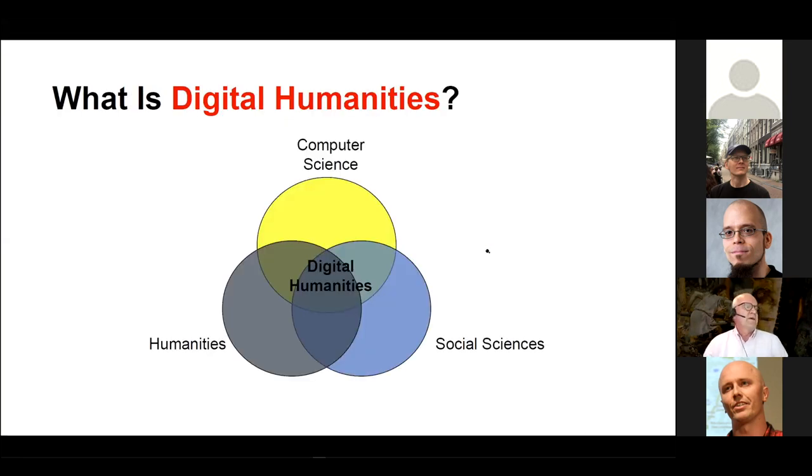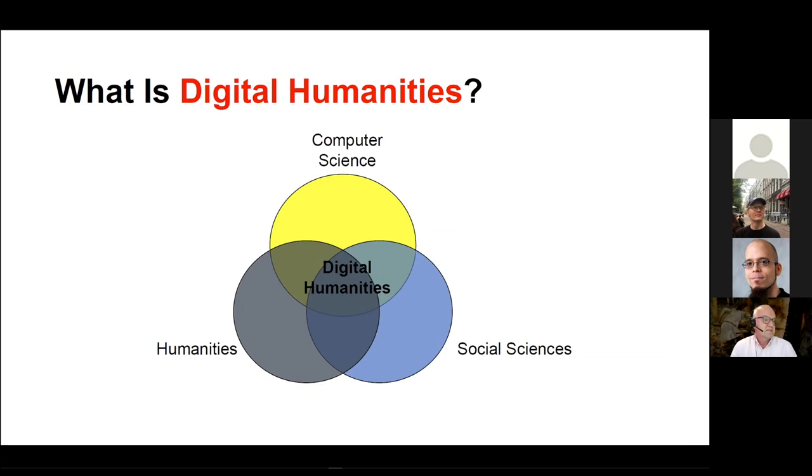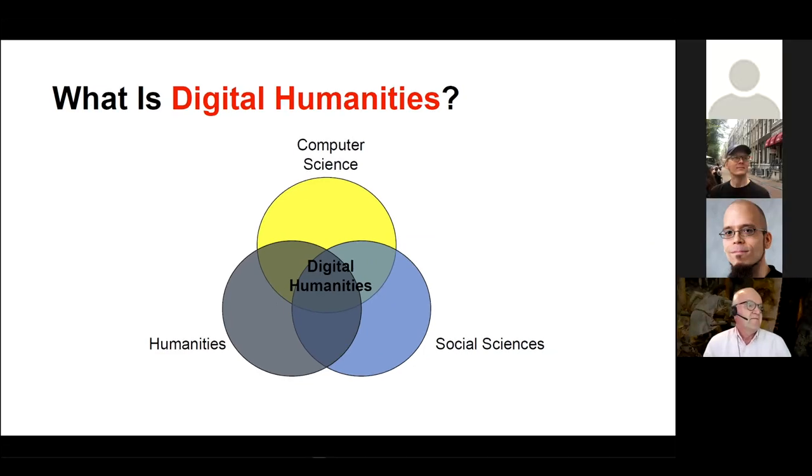So what is digital humanities? In our mind, we are applying computer science to problems in humanities and social sciences, but also the other way around. Humanities and social sciences give us very interesting research problems in which we can develop computer science ahead from a methodological point of view.